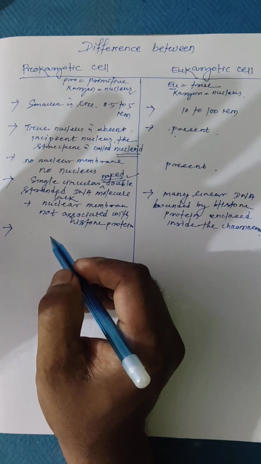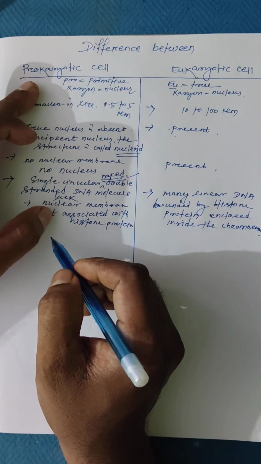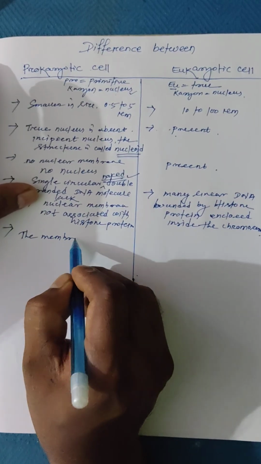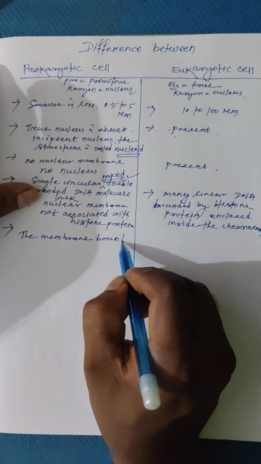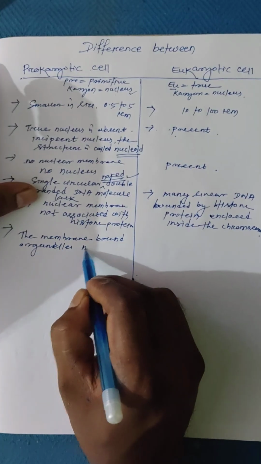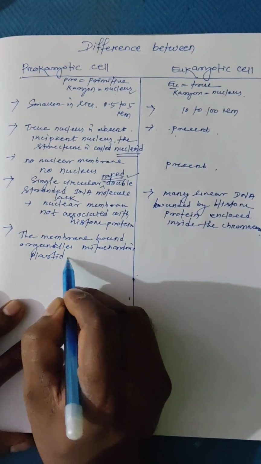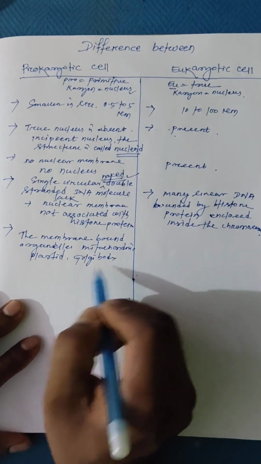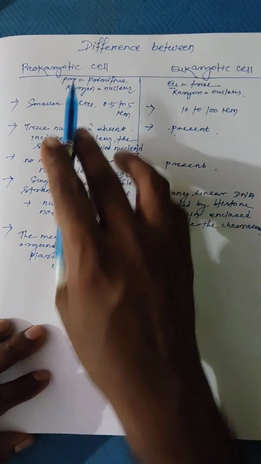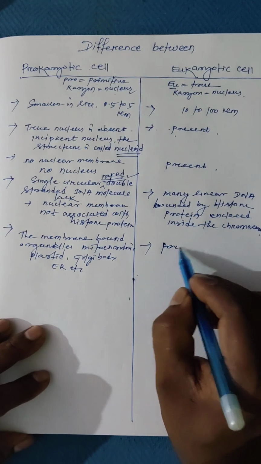Then the cytoplasmic organelles, whether the organelles are found in the prokaryotic cell or not. The membrane-bound organelles means the organelles which are bounded by membrane, like mitochondria, plastid, Golgi body, endoplasmic reticulum, etc. These membrane-bound organelles are absent in prokaryotic cell, whereas all these membrane-bound organelles are present in eukaryotic cell.